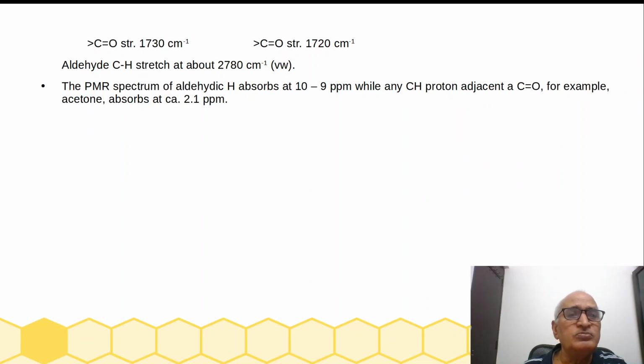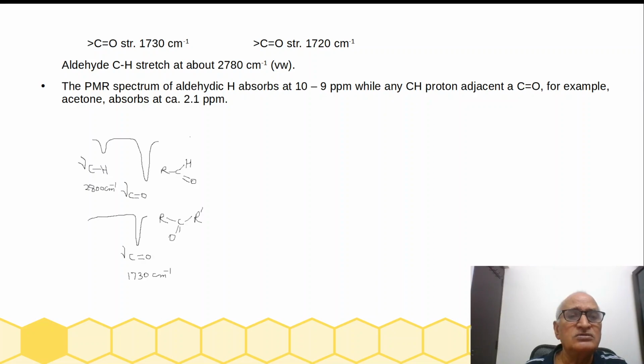When we come to the NMR spectrum, the aldehydic CH resonance signal appears at about 9 to 10 ppm, while the CH very near to the carbonyl group absorbs at about 2.1 ppm. Aldehydes show the aldehydic H signal at 9 to 10 ppm. Ketones do not show this signal. Therefore, by the H1 NMR spectrum, aldehydes and ketones can readily be distinguished.